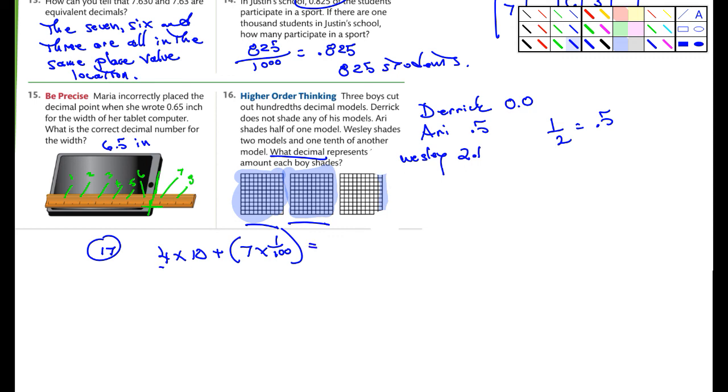So what's 4 times 10? That's going to be 40. There's nothing in the ones place, so it is just 40. There's nothing in the 1/10 place, so there'd be a 0 there. And then 7 of 100ths, that'd be right there. So there you go.